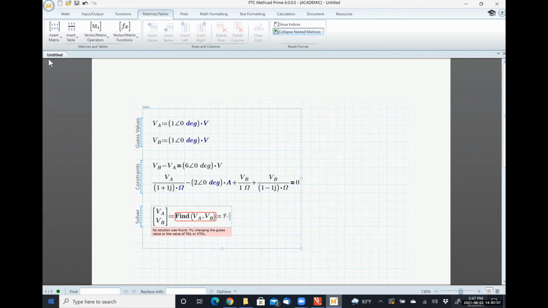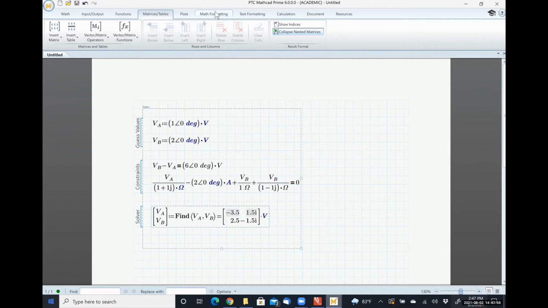All right, so it says no solution was found. Try changing the guess value or the value of the TOL or CTOL. I don't know what TOL and CTOL are, so I'm just going to come in here and change this one to 2 and see what happens. And all of a sudden, it's able to solve it. If we click in here, so click one of my answers.